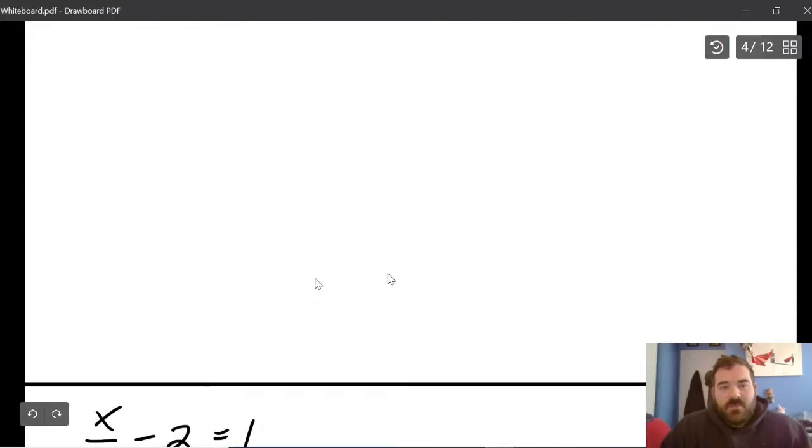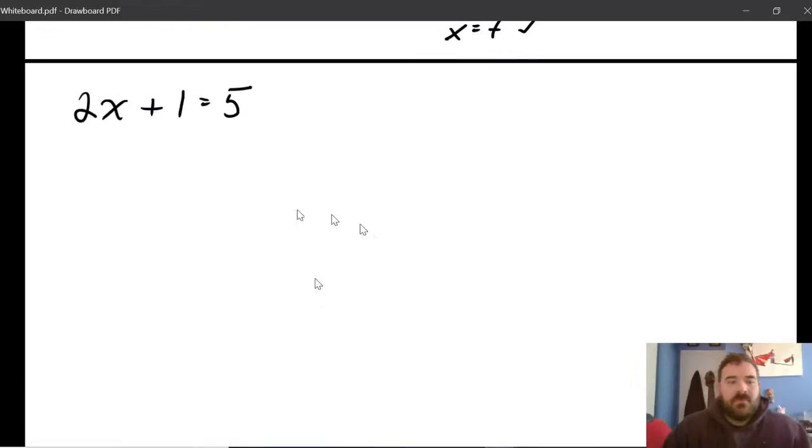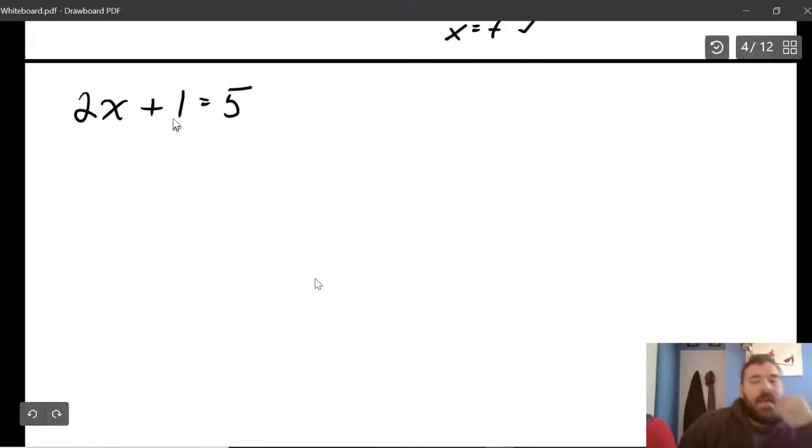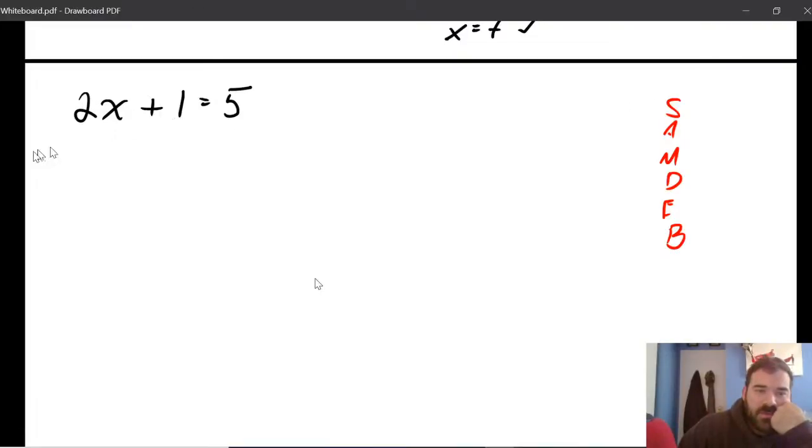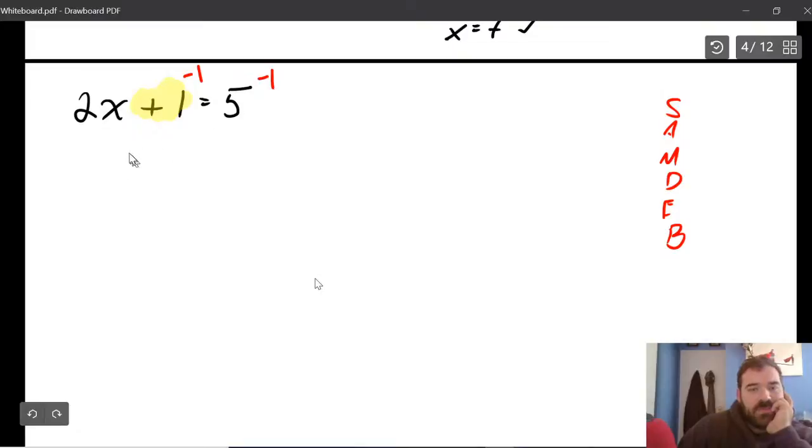All right, let's practice that some more. I have 2x plus 1. I'm going to follow SAMDEB. So I'm going to do my subtraction addition first. So I'm dealing with this addition right here. That's 2x plus 1. The opposite of adding 1 is subtracting 1, but I got to do it to both sides. 1 minus 1 ends up being 0. So 2x plus 0 is just 2x on this side equals 5 minus 1 is 4.